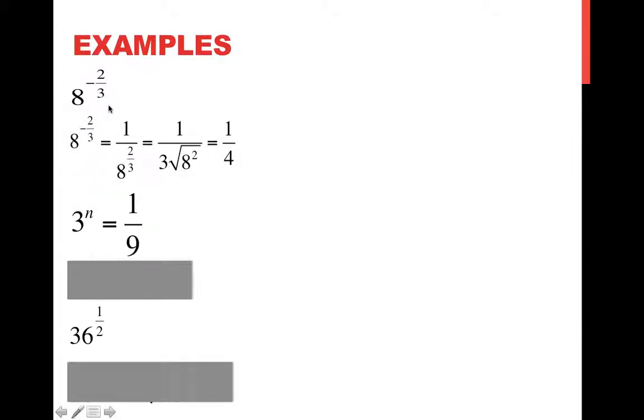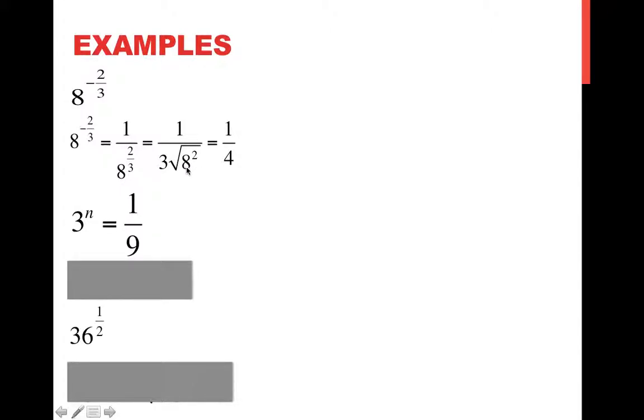Right, now don't look at these and don't panic, because again, when you put the rules in, it's fairly straightforward. So 8 minus 2 over 3. There you go. So straight away with the minus, we do the 1. So it's 1 over 2, so this is positive. And then we do 1 over 3 square root 8 squared.